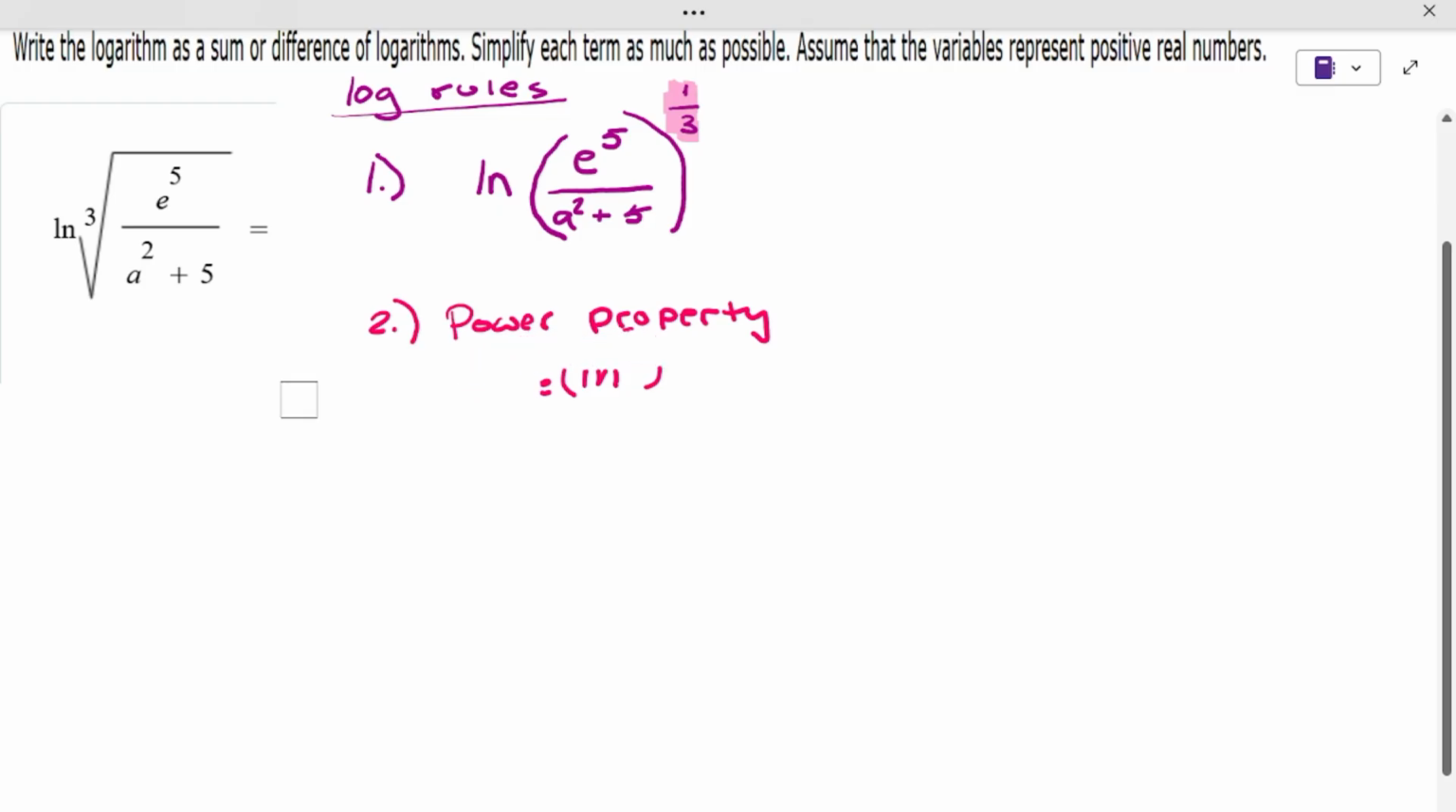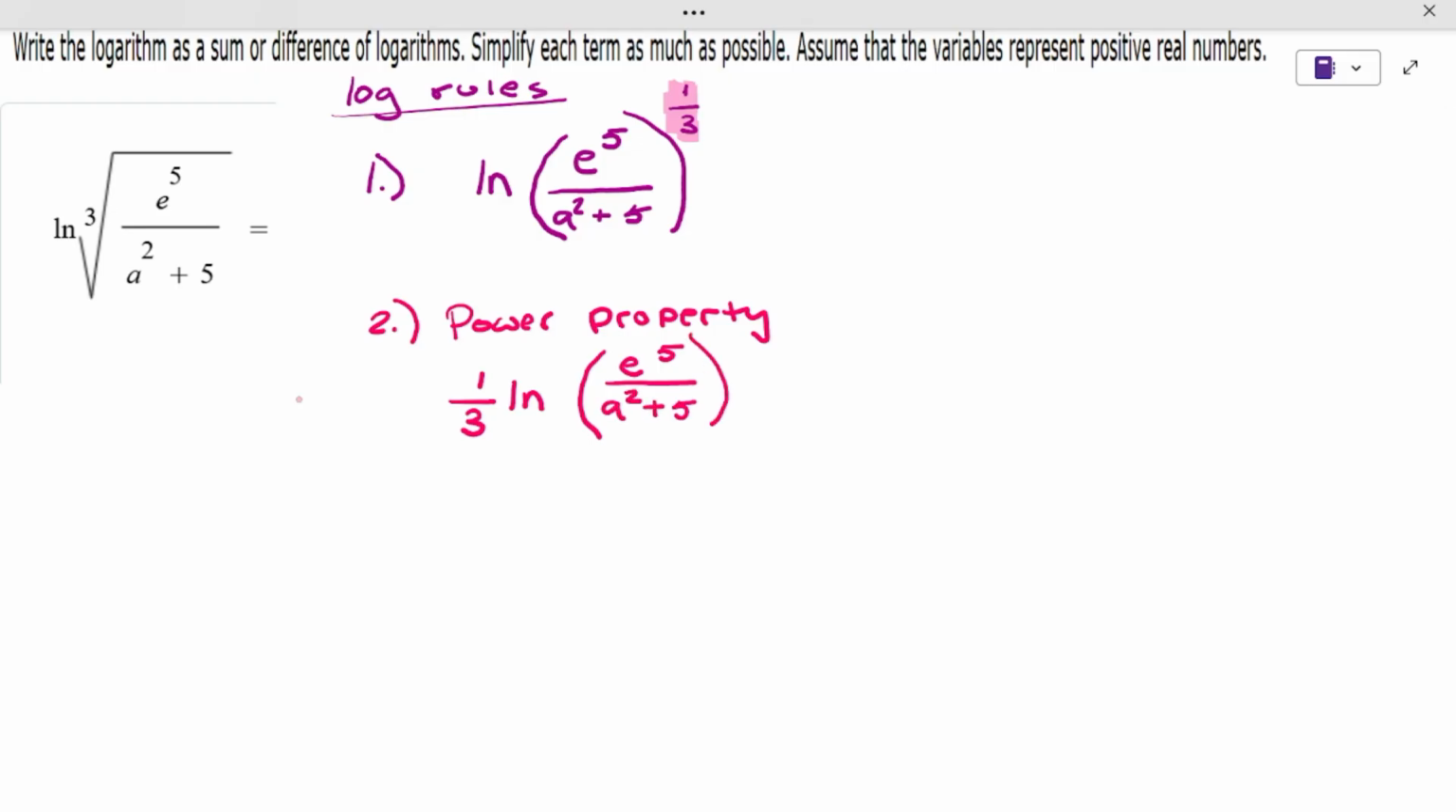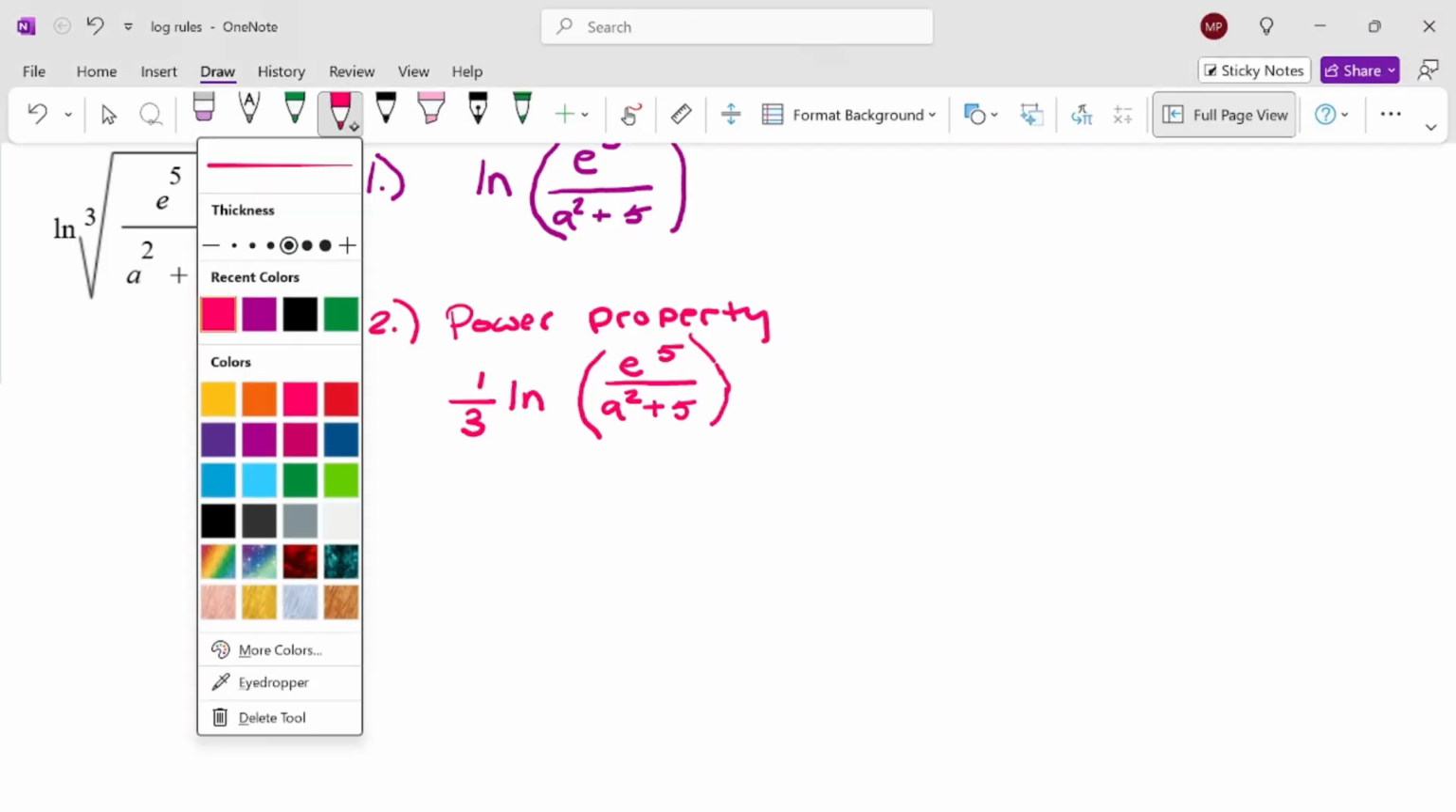So with that being said, we will move this 1/3 to the front of ln. So it ends up being 1/3 natural log, everything else stays the same, e to the fifth divided by a squared plus 5. Amazing! Make sure you don't write 1/3 up here because we just moved it to the front. Perfect. So what can we do here? I'm noticing this division sign, e to the fifth divided by a squared plus 5. I think we can do something with that.